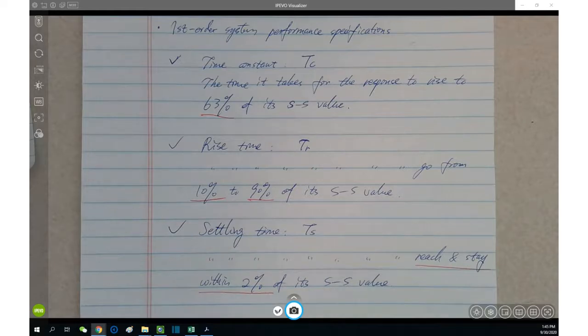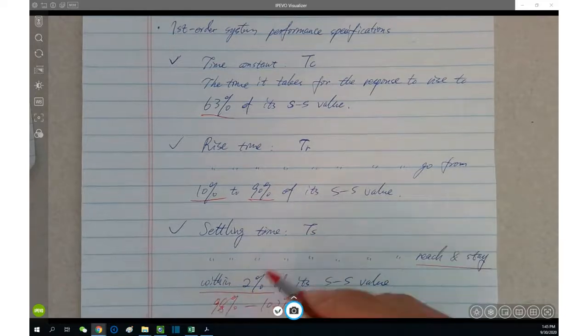Once again, this is saying reach and stay within 2% of the steady state value. It means it reaches how much? Very good. Okay, no, that's right. 98 to 102%. What does it mean?